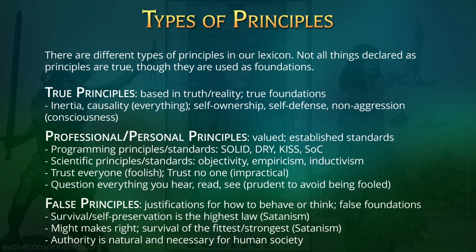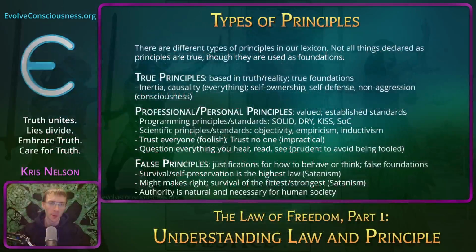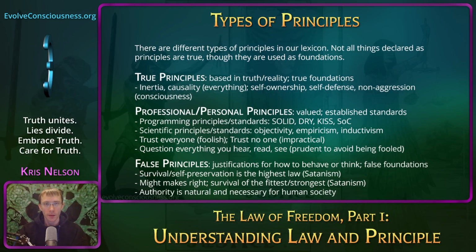Types of principles. So there are different types of principles in our lexicon. Not all things declared as principles are true, though they are used as foundations. So again, remember that principles, a core aspect of it is it's fundamental, it's a foundation. So this is how we can have foundations within us, but not all of them are true. So we can have true principles that are based in truth, reality. They're true foundations. So inertia, causality.